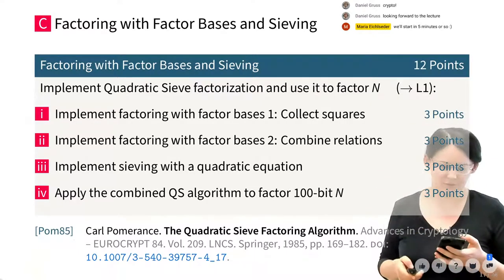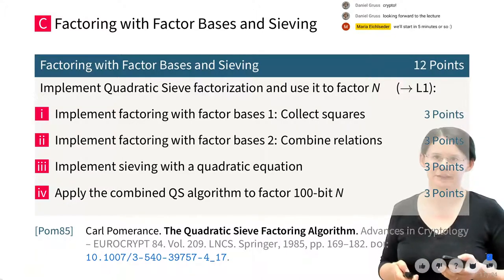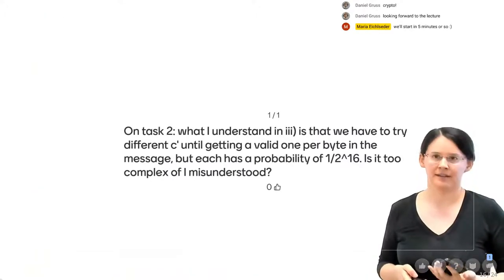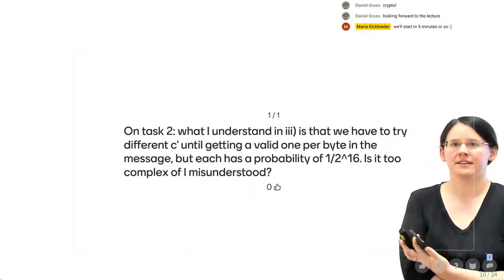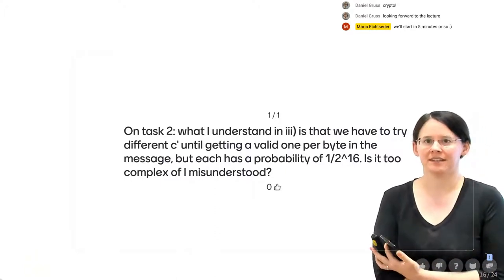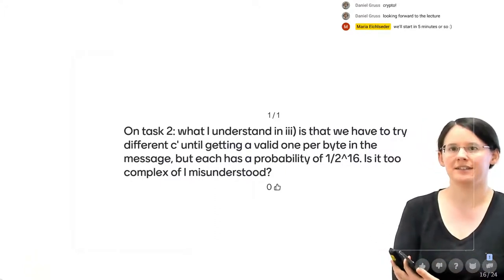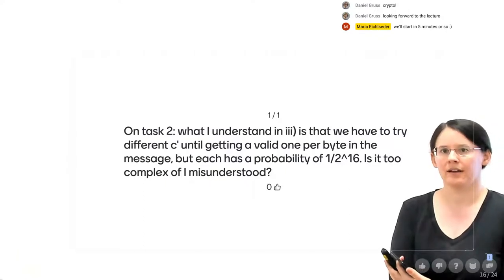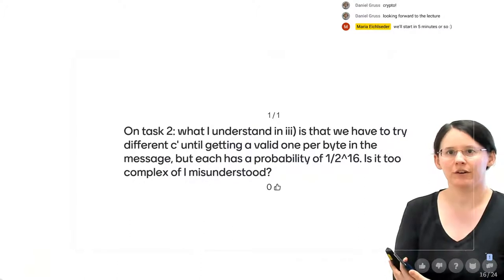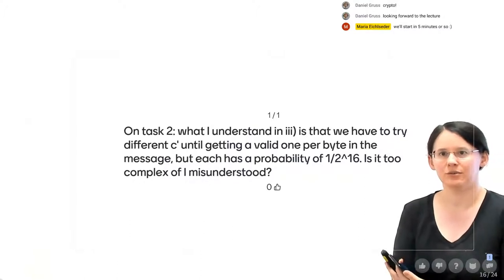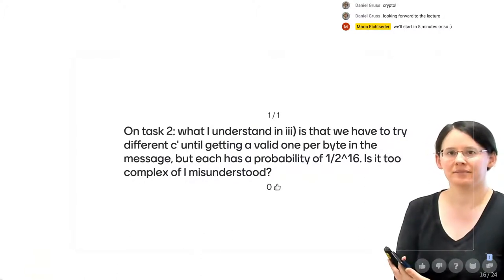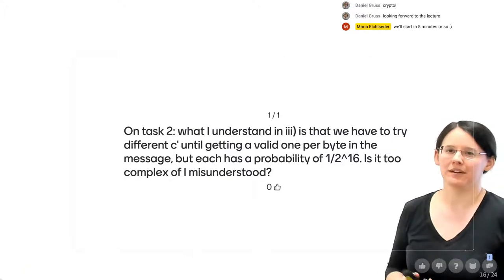Okay, here's another question. However, it's also for the previous task, so I'm again going back. On task two, what you understand in the third subtask is that you have to try different Cs until you get valid ones per byte in the message. But each has a probability of 2 to the minus 16. Is it too complex, or whether you misunderstood that?